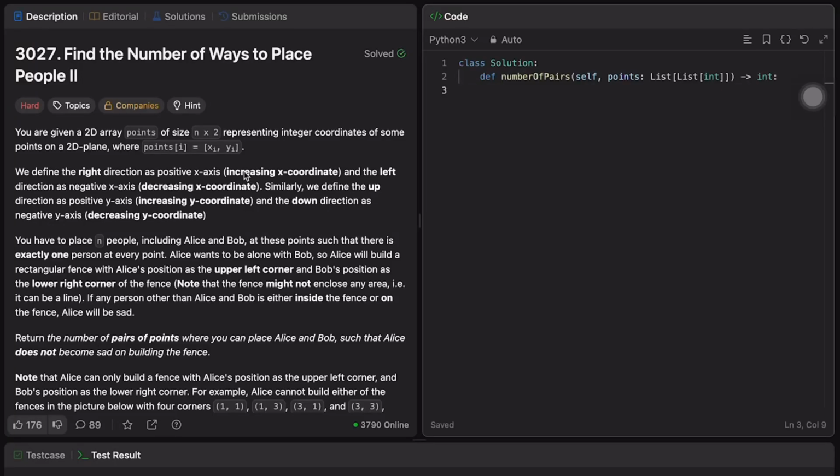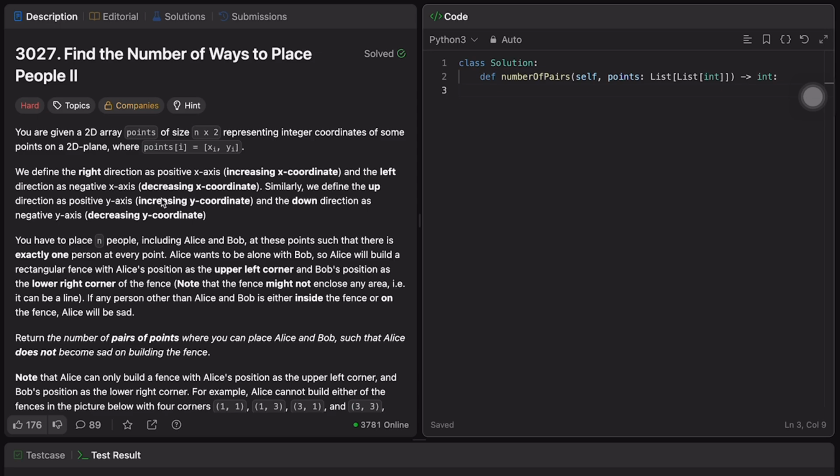Today we are going to solve the September day 3 LeetCode challenge, which is Find the Number of Ways to Place People 2. This is a slightly extended version of the question which we solved yesterday. Here, they give you a 2D array points of size n cross 2, representing integer coordinates of some points on the 2D plane, where points[i] equals x_i and y_i.